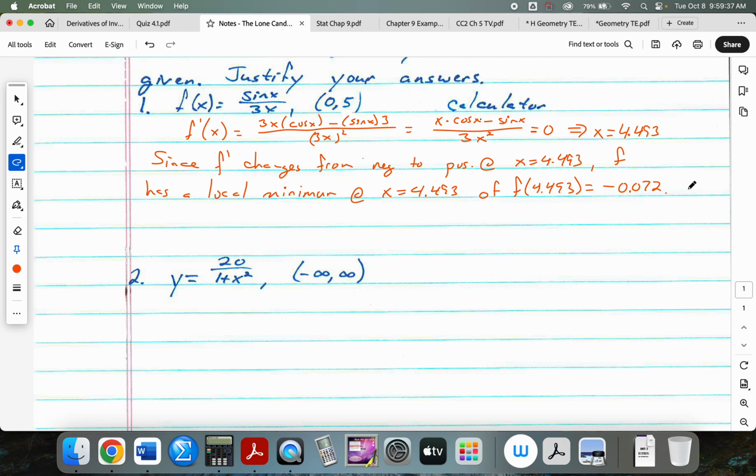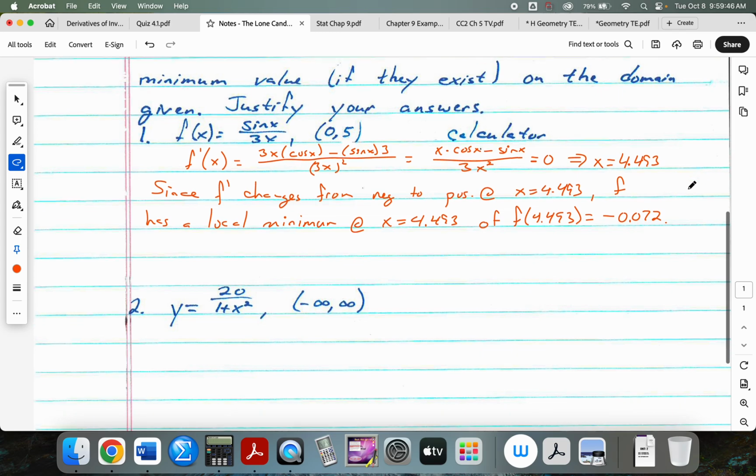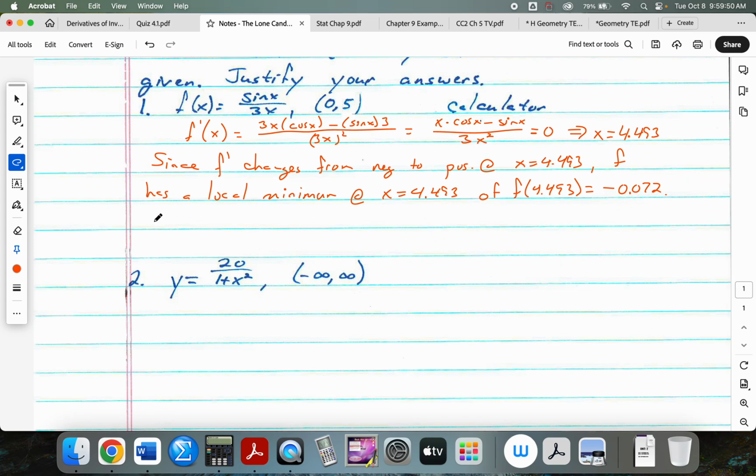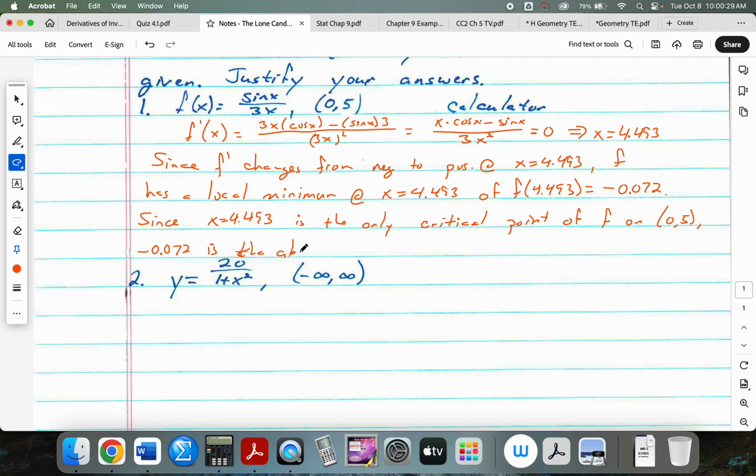So we've established, first of all, that we have a local minimum. And then you have to go back and go, all right, because it's the only candidate, so since x equals 4.493 is the only critical point of f on the open interval from 0 to 5, negative 0.072 is the absolute minimum of f on the open interval from 0 to 5.